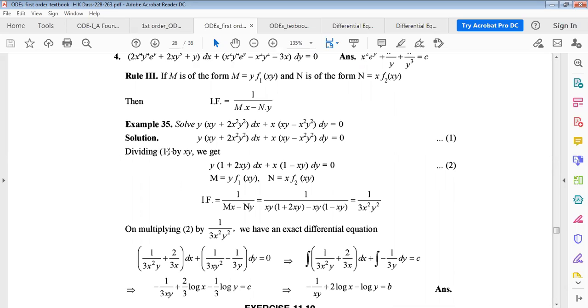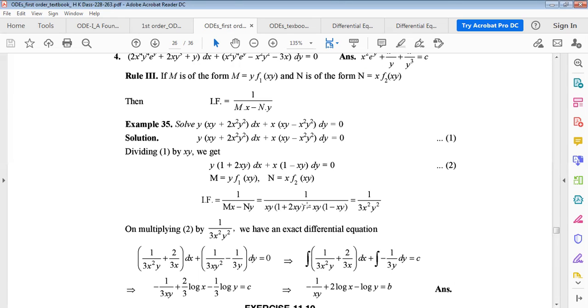Okay, just dividing by xy the given differential equation, we get y into (1 plus 2xy) and x into (the second function). Here m equals what? y into the first function, and n is x into the second function. Now, what will the integrating factor be?